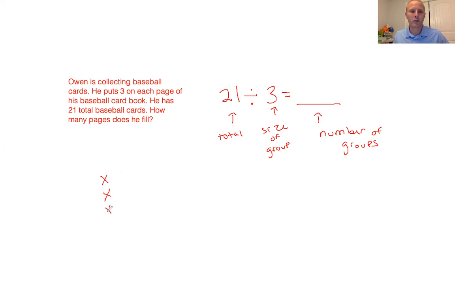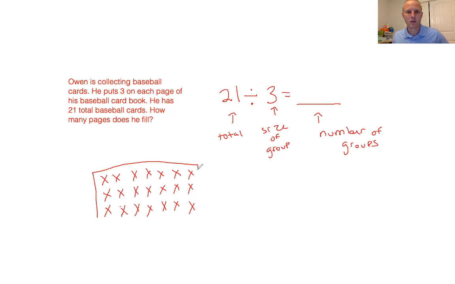So 3 on the first page, 3 on the second page, 3 on the third page, and I keep going, so on and so on. 3, 6, 9, 12, 15, 18. I stop when I get to 21, right? Because now I have no cards left. I've put them all on a page. And I can put a rectangle around this. That's sort of a poorly drawn rectangle, but you'll get the point.